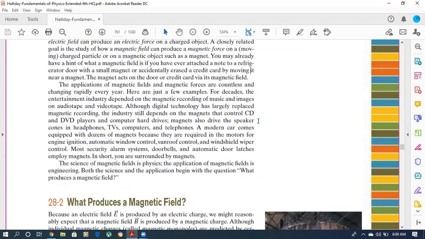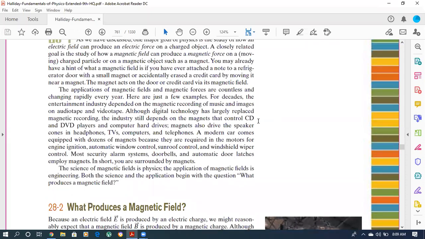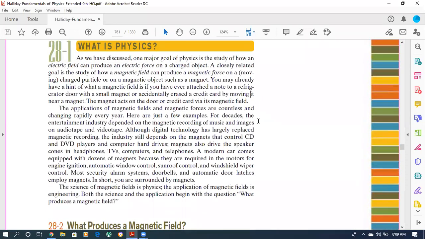Alarm systems, doorbells, microphones, speakers. So we are surrounded by magnetic materials in our daily life.